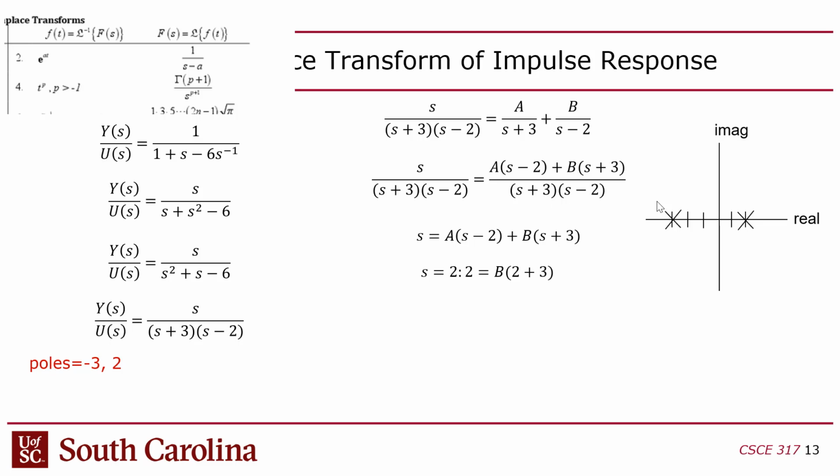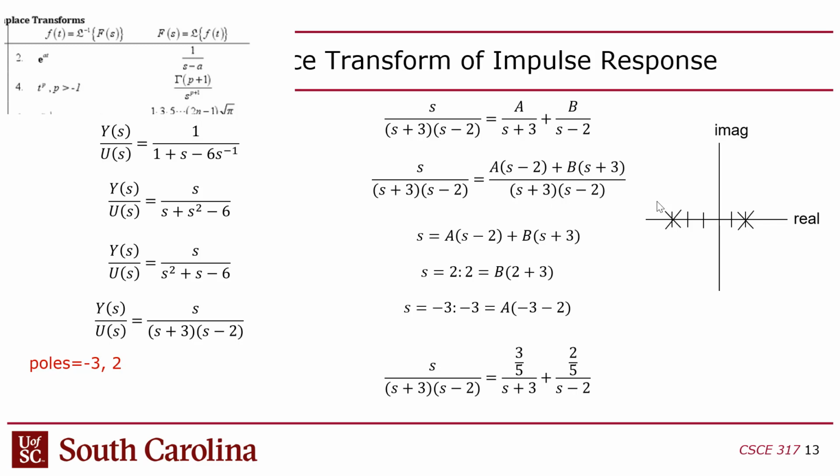We end up with 2 equals b times, it was s plus 3, but now it's 2 plus 3. So you end up with 2 equals 5b, right? And likewise, we can set s to be negative 3, which knocks out the b variable and sets s to minus 3. So you end up with minus 3 equals a times minus 3 minus 2, right? And so we have these two equations now, and we have two unknowns, a and b. Now we can solve for a and b. And what you end up with is a is 3/5 and b is 2/5.